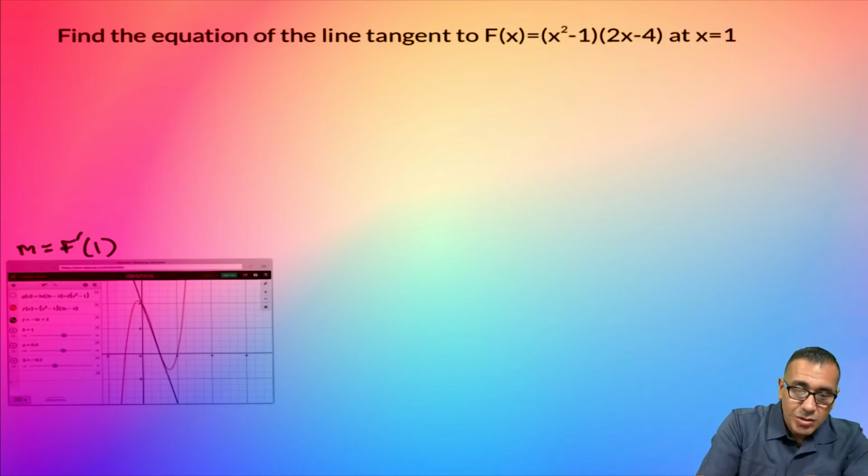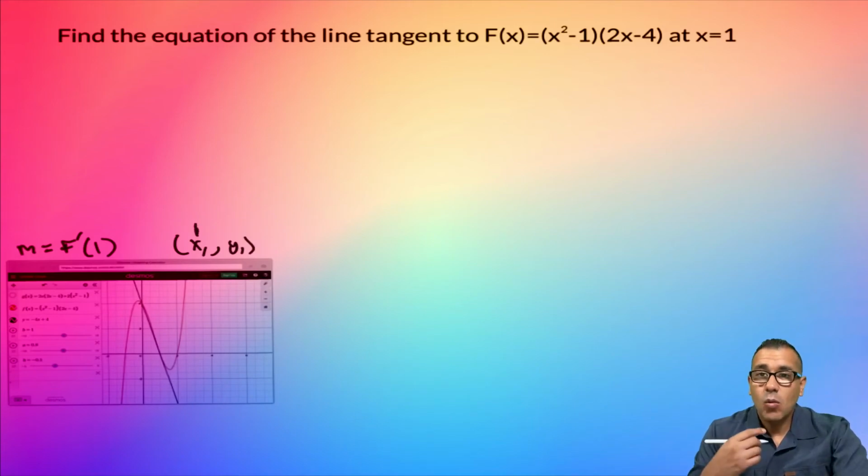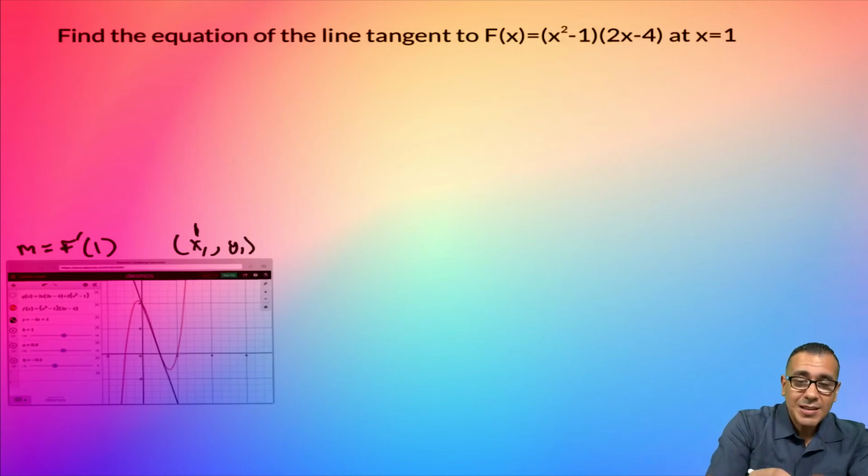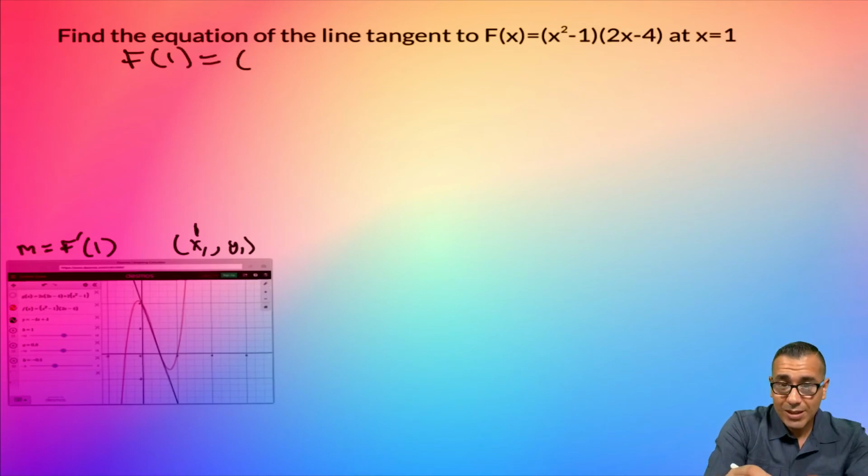And then of course, we're going to need a point. So we're going to need the point x1 comma y1. But what do you notice? They give us x1. They give us x1 as 1, right? They tell us we're looking at x equals 1. So why not go ahead and find y1? So the first thing we're going to do is let's go ahead and find y1. So all we're going to do is plug it in just like we did in our last example. So you could see here that the last example is kind of preparing us for a question just like this.